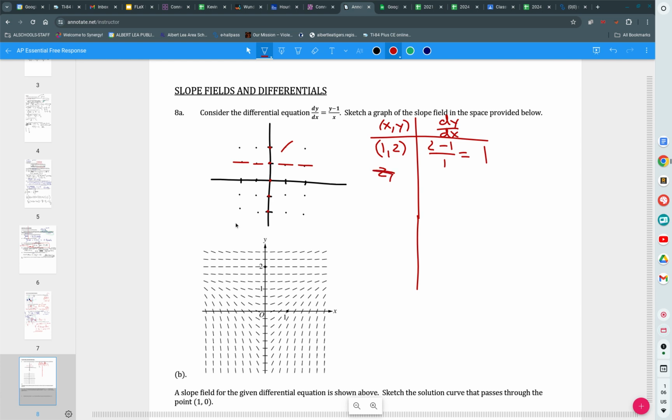-1, positive 2. So we plug in -1 for the x, and on the top we still have the 2 minus 1. Looks like that gives us a -1. And give me one more.